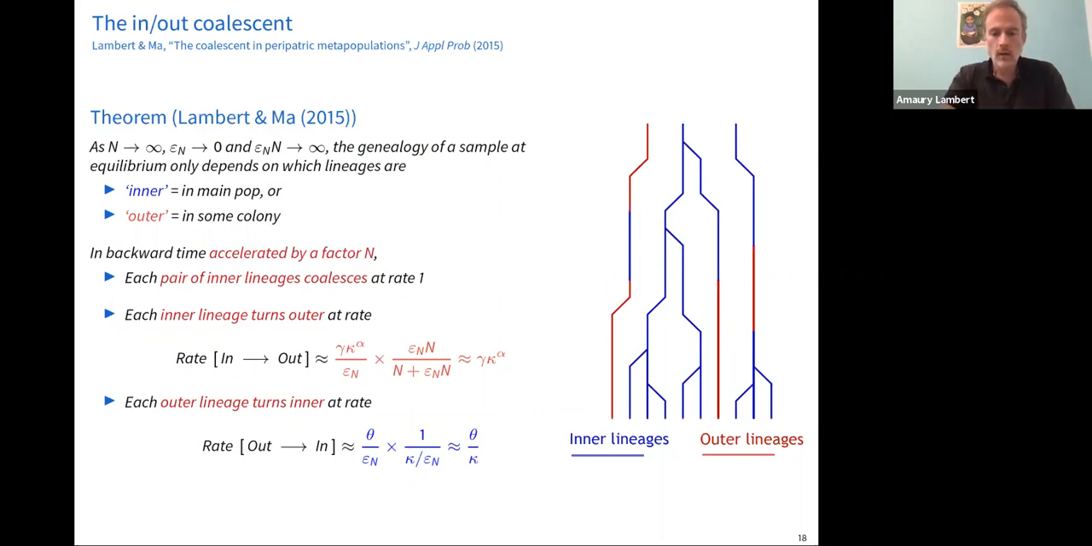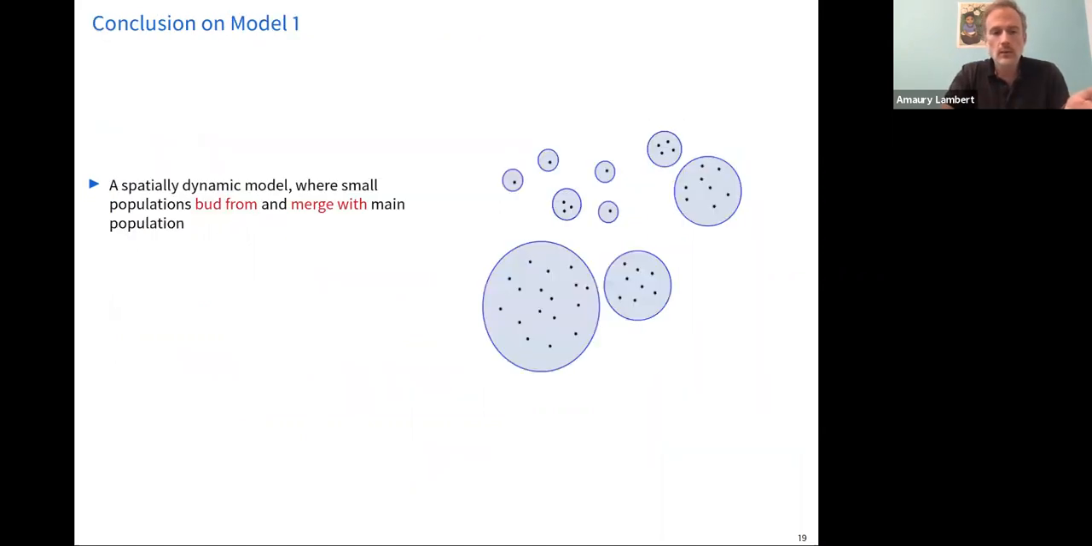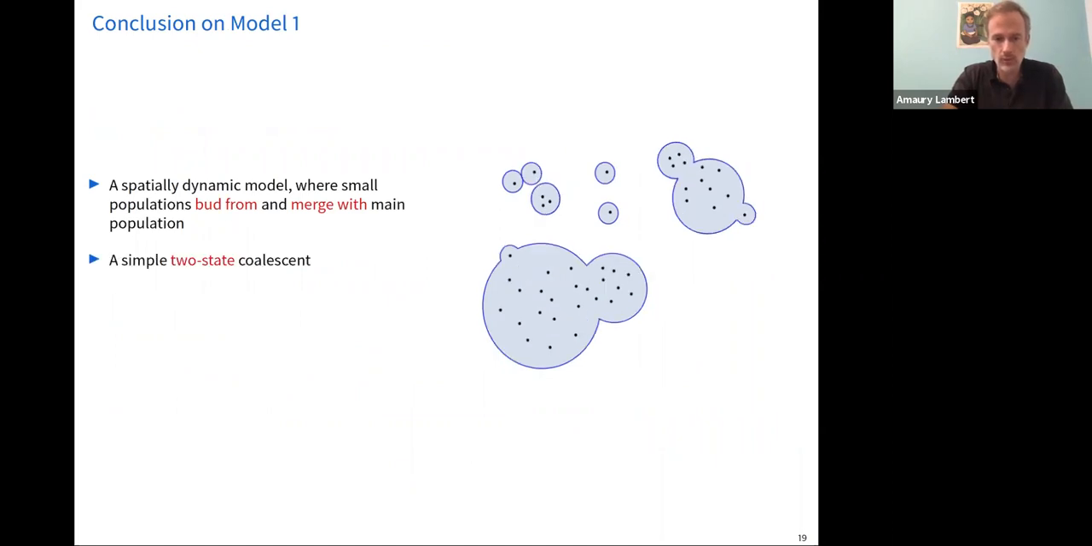And basically what you get is the following, is the two-state coalescent emerging from this spatially dynamic model where small populations bud from and merge with the main population, as you can see on the cartoon. Simple two-state coalescent where you have active and inactive lineages. The active can coalesce and the inactive cannot.